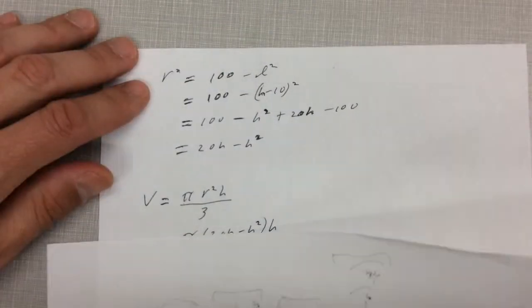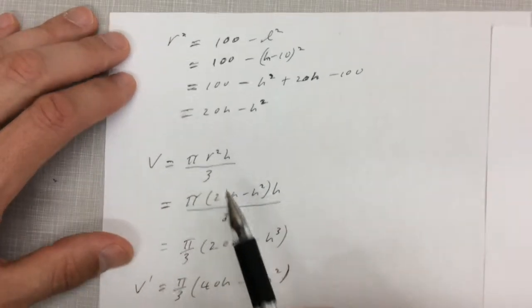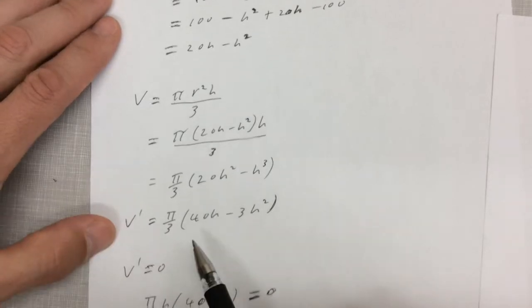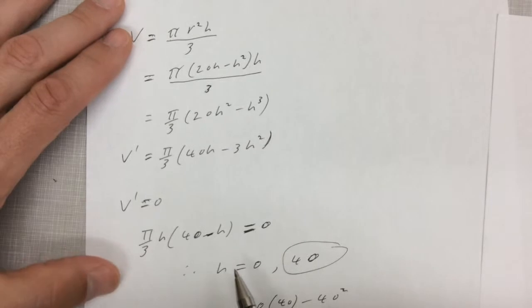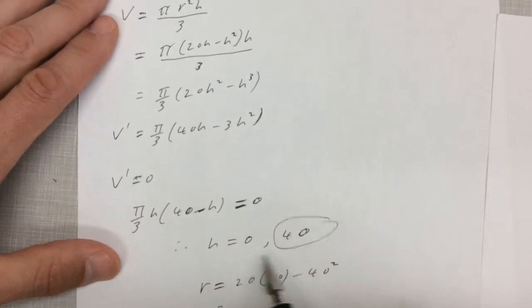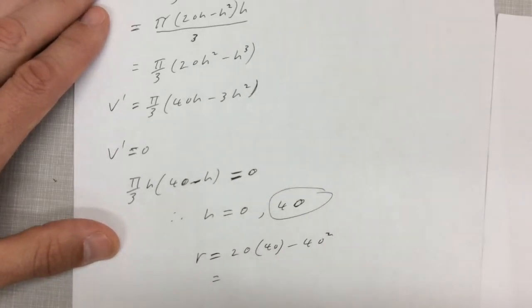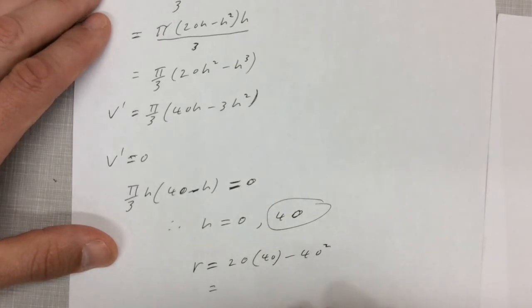Okay, and now we can sub that into the formula for pi r squared H for the volume, and we get this nice formula here. Take the derivative, set it to 0, and we've got H equals 0 or 40. So 0 obviously is a minimum. 40 would give you the maximum. And then we sub that in and we can find R, and we've got the dimensions of the cone with the maximum volume inside that sphere.